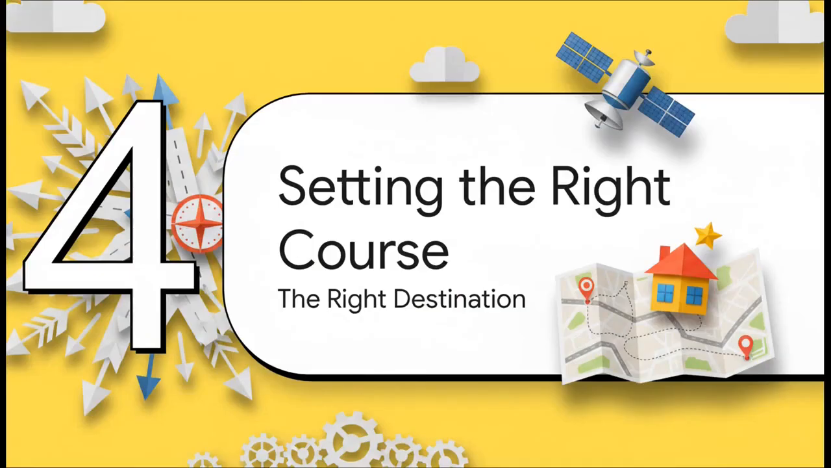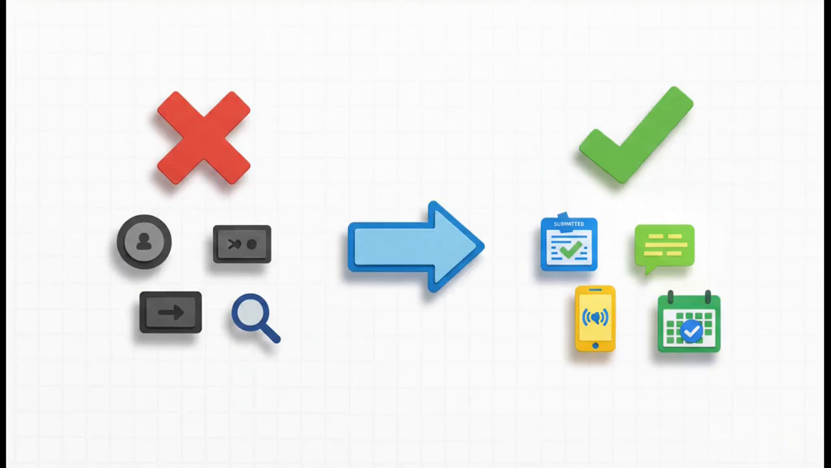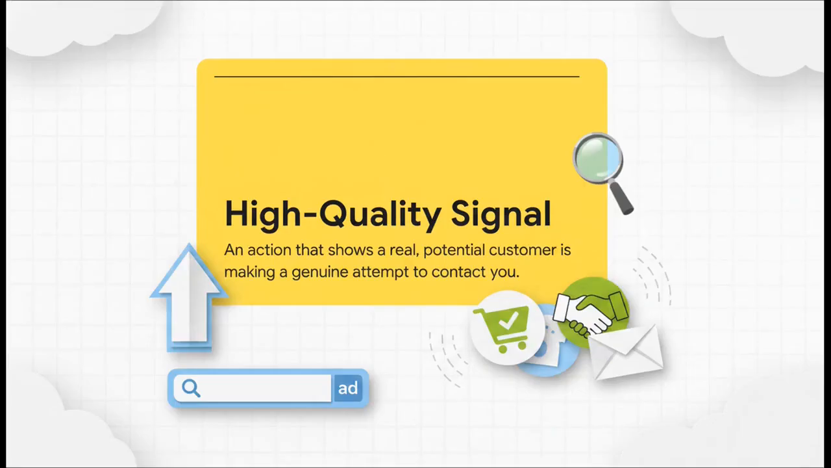Okay, so that's the problem. How do we fix this? How do we give our Google Ads GPS the right destination so we can start bringing in the good stuff? The solution is to completely shift your focus. Instead of tracking these easy, low-value actions, you need to tell Google that your destination is a high-quality signal. That's the key. And what is a high-quality signal? It's simple, really. It's an action that leaves no doubt whatsoever that a real potential customer is trying to do business with you. It's a clear signal of their intent.